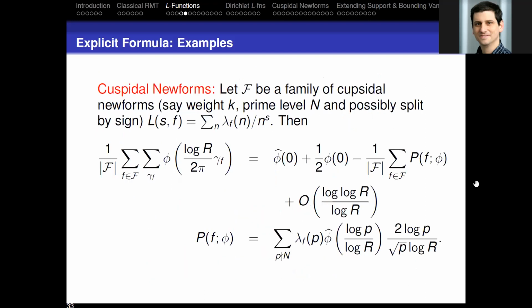And so another example that we're going to look at later is what happens if we look at cuspidal newforms. Again, you get something a little bit different, but again, the explicit formula gives you that these sums over zeros are going to be equal to sums over primes times the coefficients of your L-functions, and that's the P_f(phi) at the bottom, the sum of lambda_f(p) times the Fourier transform of our test function at log p over log R. And so if we can understand these sums over primes, we can deduce things about the zeros. Next.